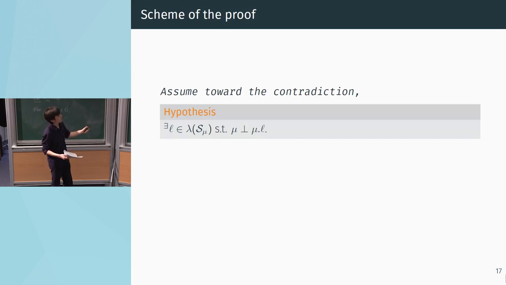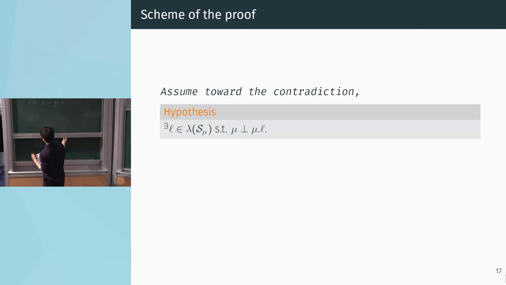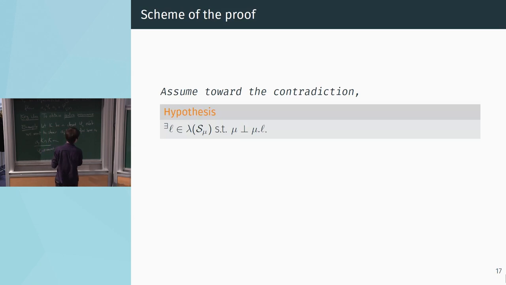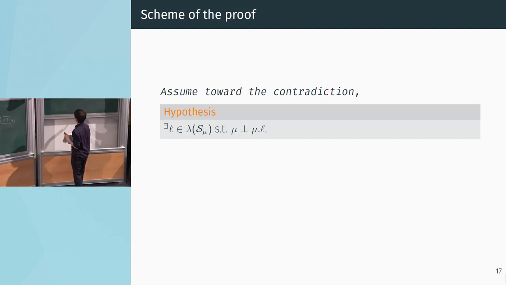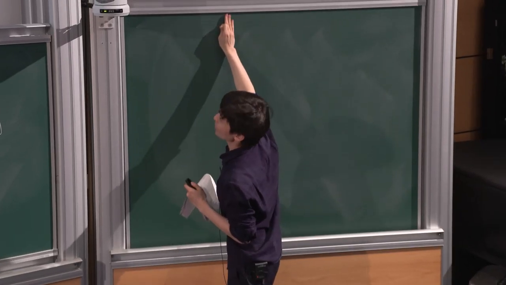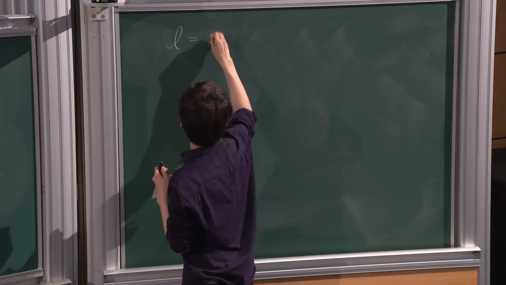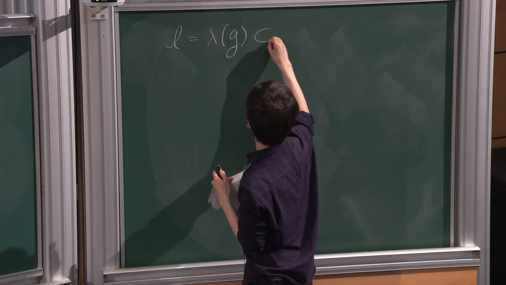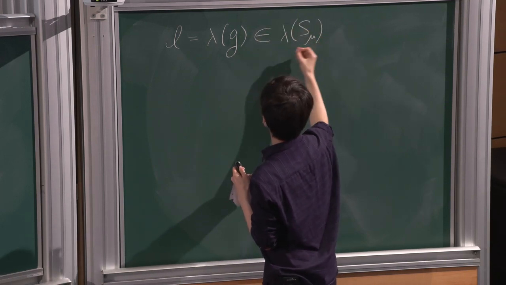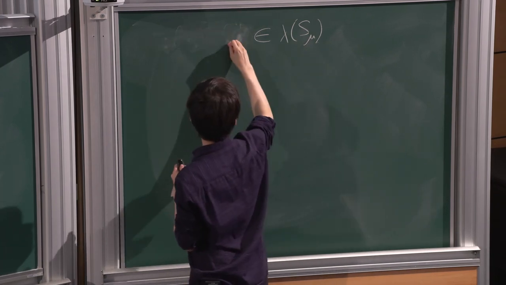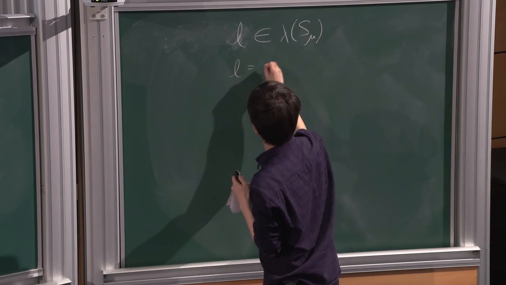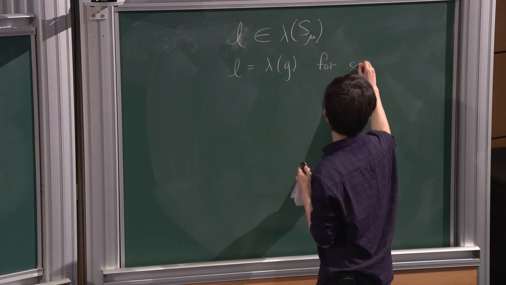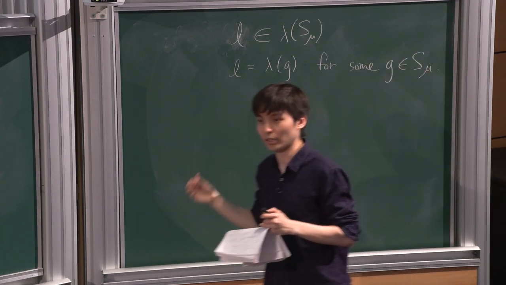You want to get an additional invariance under this generalized Jordan projection. Let me call it lambda. So let's say L is lambda of g, for some g inside S mu. So L is in lambda of S mu, and I want to prove the invariance under this element.